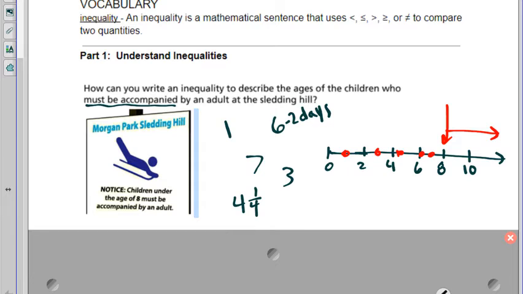The children who must be accompanied by an adult are all those that are less than 8. So if your age, I'll put an A for age, is less than 8, you must be accompanied by an adult. Now you see how that's way more efficient to write than either the number line or just trying to list every possibility there is.